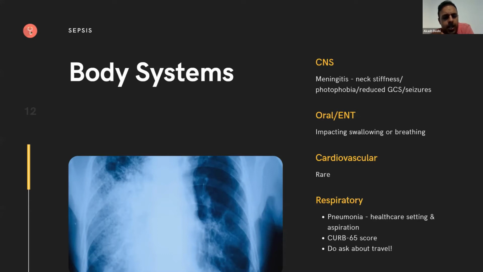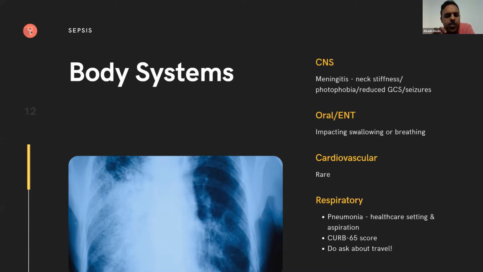So it's important to ask if there's any problem with swallow or if there's been a recent hospital admission, because this is going to change our management. It's going to change the antibiotics we use to cover for more broad spectrum things that we otherwise wouldn't have covered. We're going to think about the CURB 65 score.